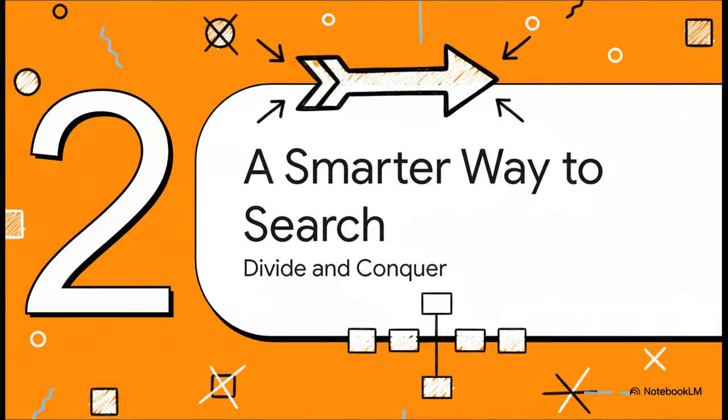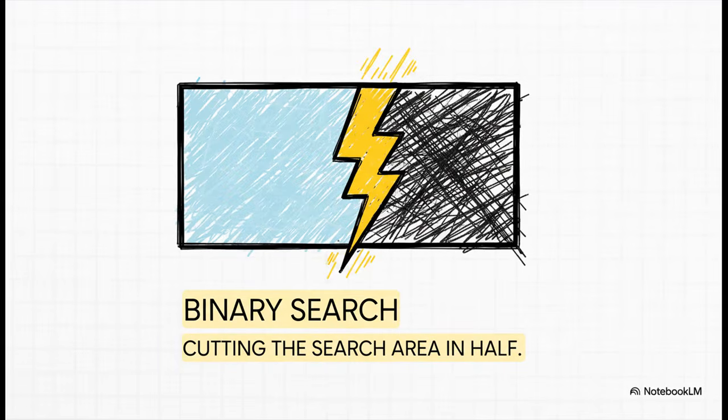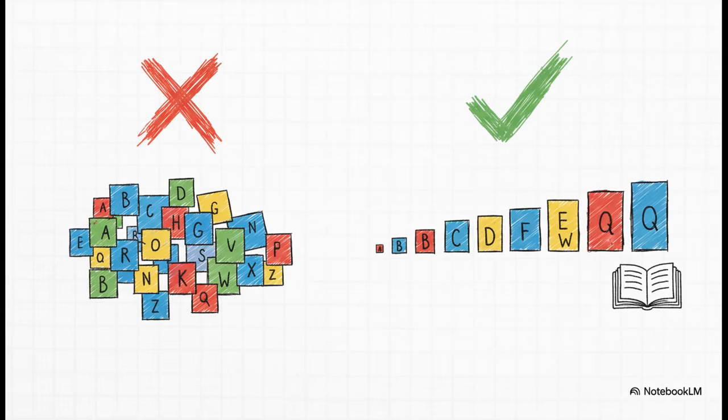Thankfully, there is a much, much smarter way to do this. It's a strategy that computer scientists have a cool name for: divide and conquer. And this brilliant solution is called binary search. And here's the genius of it. Instead of looking at things one by one, its whole game plan is to just chop the number of possibilities in half with every single guess. Okay, but there is a catch. There's one really important rule. For binary search to work, your data has to be sorted first.